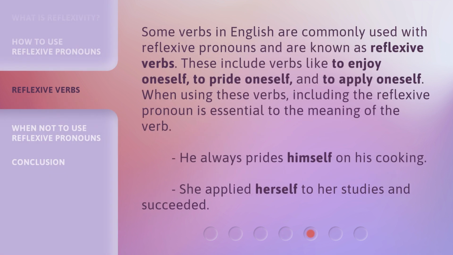Some verbs in English are commonly used with reflexive pronouns and are known as reflexive verbs. These include verbs like to enjoy oneself, to pride oneself, and to apply oneself. When using these verbs, including the reflexive pronoun is essential to the meaning of the verb. "He always prides himself on his cooking." "She applied herself to her studies and succeeded."